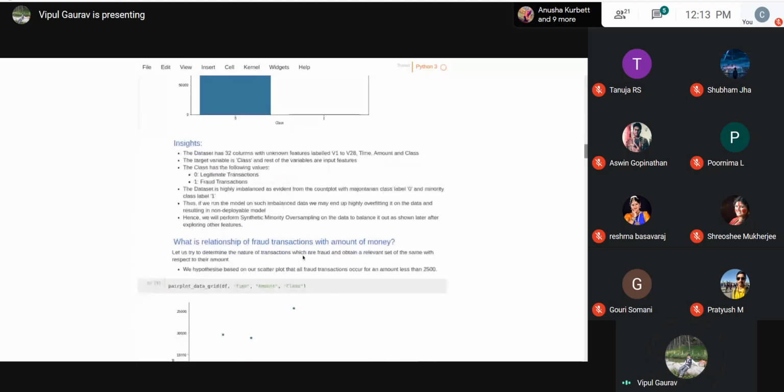It's very important to convey your insights at the same time. So I have already written it so that you can understand that the data set is highly imbalanced, as we already see from the count plot, and it has 32 columns, which I have reiterated, with 2 classes. Now we really need to solve this problem.